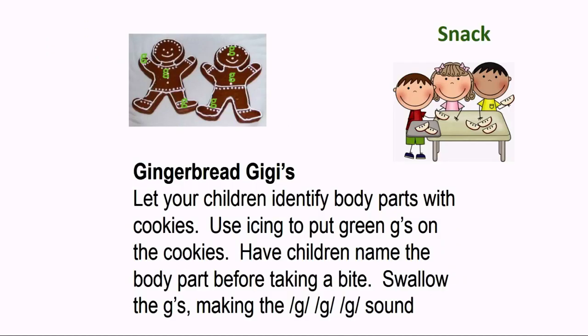Snack time. Make gingerbread G's. Let your child identify the body parts on their cookies by putting G's on their toes or on their hands or any of those kinds of things with frosting. They're not going to make a good G, but at least they can put a little green glob and talk about the G where they put their G on their gingerbread cookie. That reinforces both the theme of the story and the letter G's.